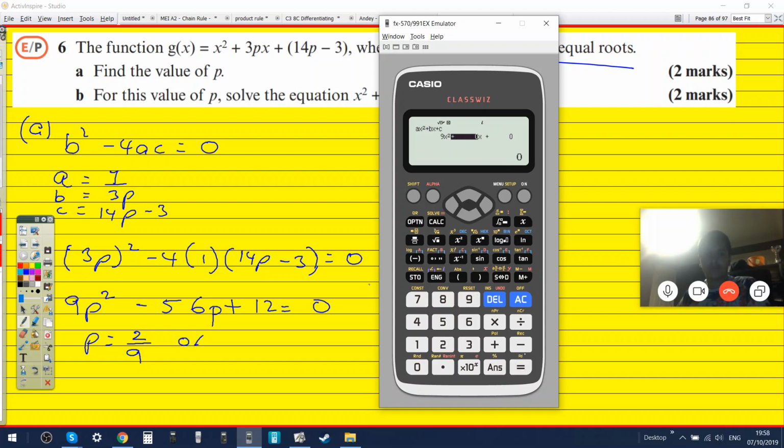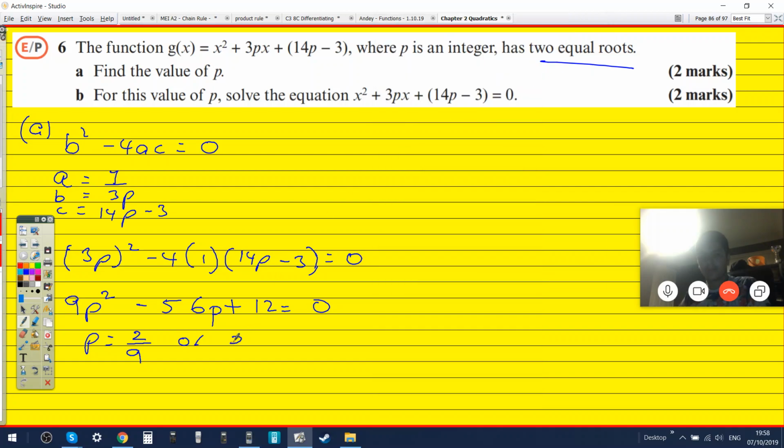That was 9 minus 56 and 12. Put 6 and 2 over 9? Yeah. Or p equals 6. And that was part B. Oh no, sorry. Now we have to solve this now that we know what p is.